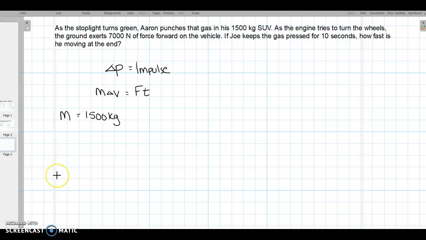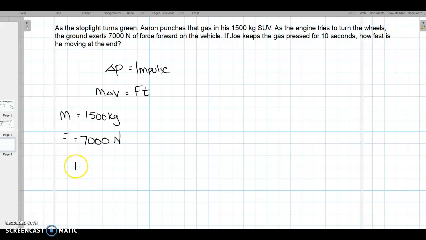And how did I recognize that? Well, mass is measured in kilograms, so I just recognized, oh, that is the mass that I'm given. And remember that force is given in newtons and time is given in seconds. So as the engine tries to turn the wheels, the ground exerts 7,000 newtons of force onto the vehicle. So again, I'm given a force in this problem of 7,000 newtons.